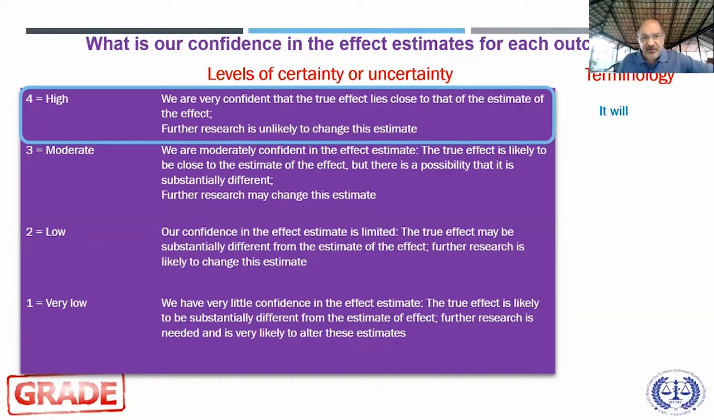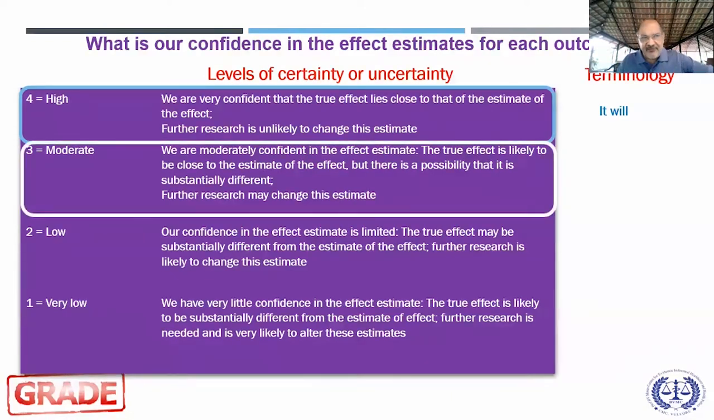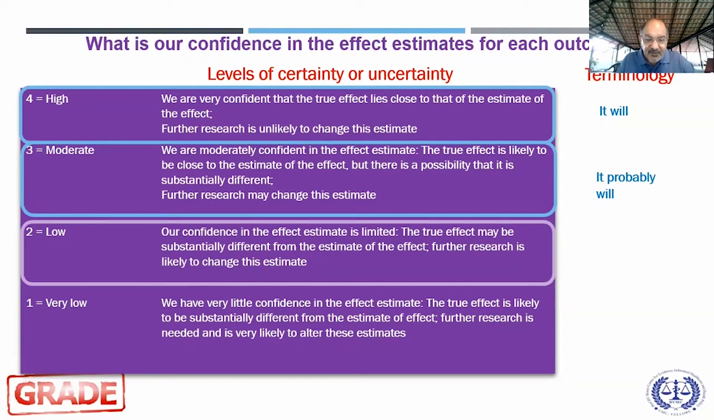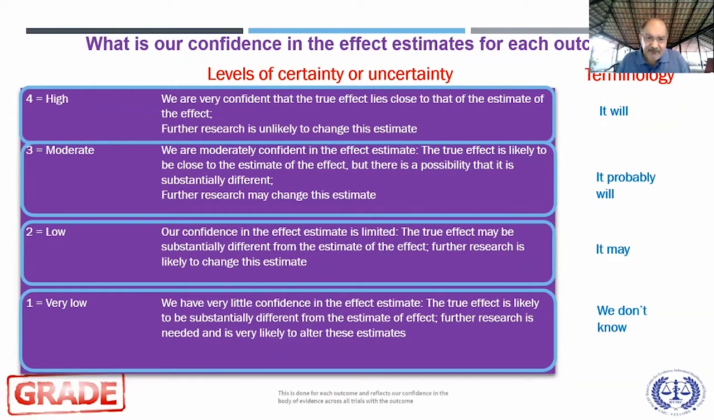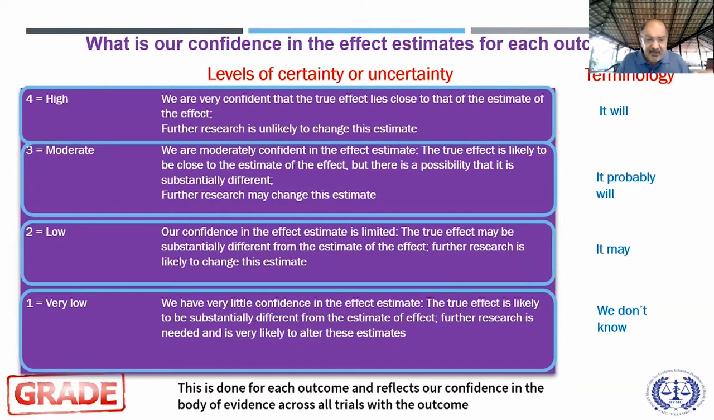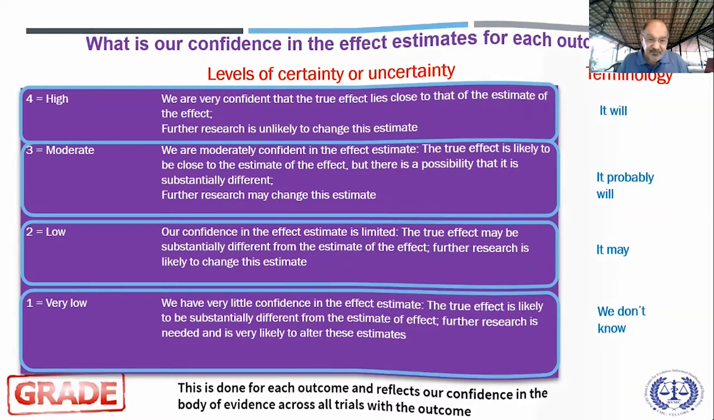So you can say this drug will do this. If you have downgraded, then you are introducing some doubt and you say it probably won't do that. And depending on how much you downgrade, you get less and less certainty. You may say it may do this, or we are not very sure. It's very unclear what the effects of these interventions are. Now, this is done for each outcome, and reflects your confidence in the body of evidence across all the trials within that outcome.